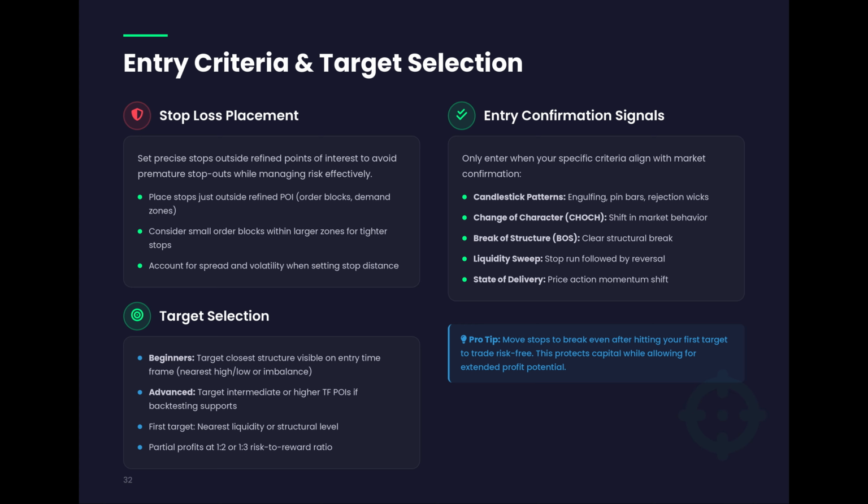Some traders argue that moving to break even too early causes unnecessary stop-outs. That's a valid concern. The solution? Only move to break even after price has moved beyond a significant level in your direction. Perhaps after it's broken through an intermediate structure or collected a liquidity pool. Use price action milestones, not arbitrary pip counts.